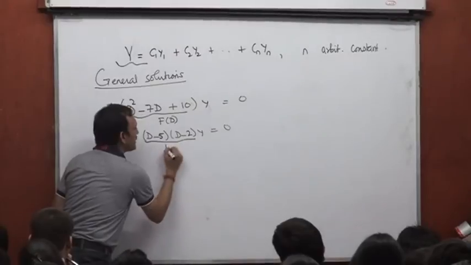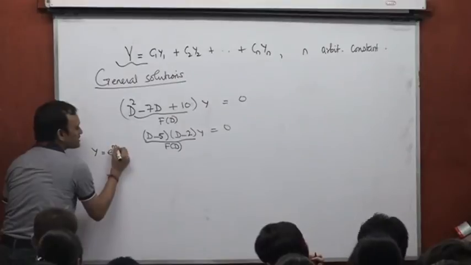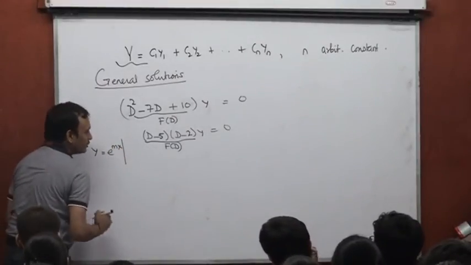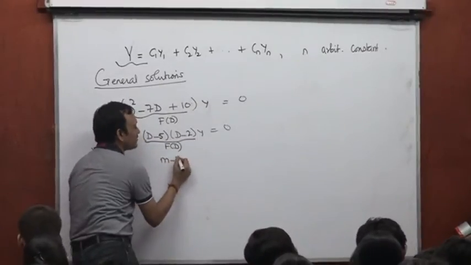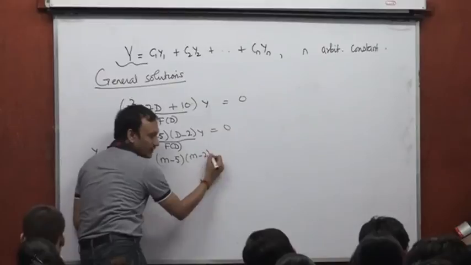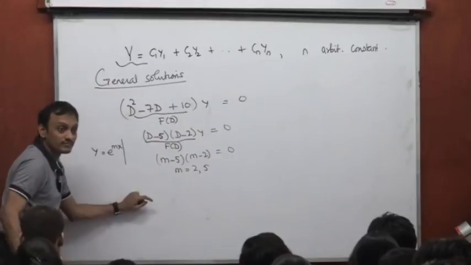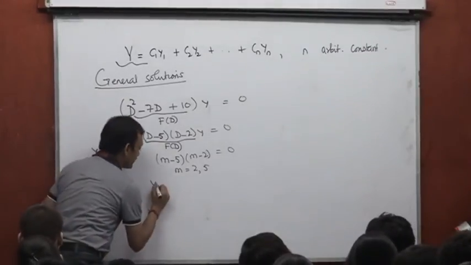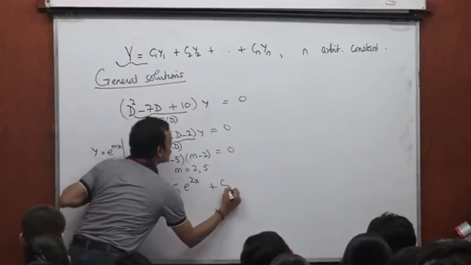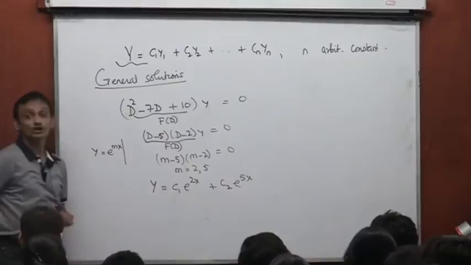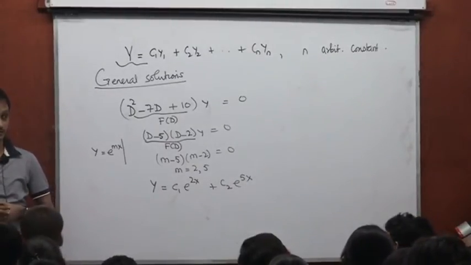So this is my fd. The trial solution you start with is y equal to e power mx. And how do you obtain the values of m? By replacing d by m and equating it to 0. So that means m minus 5 into m minus 2 equal to 0. So m would be 2, 5, distinct values of m. So then the general solution would be y equal to c1 e power 2x plus c2 e power 5x. This would be the general solution to this differential equation, right?